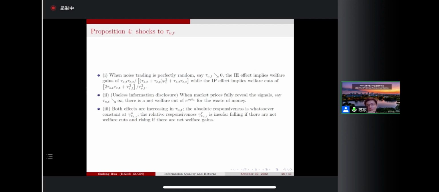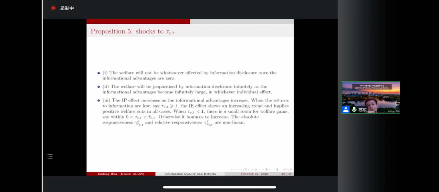There are some details about the welfare patterns. When tau u goes to 0 or tau u goes to infinity, what happens? If tau u goes to infinity, this information disclosure becomes useless, and we will see the welfare cut because of the waste of money. There's a recent paper published in JPE that uses a Lucas-Allen model. They find that useless information disclosure can improve welfare. That contrasts with my finding if I use Grossman-Stiglitz.